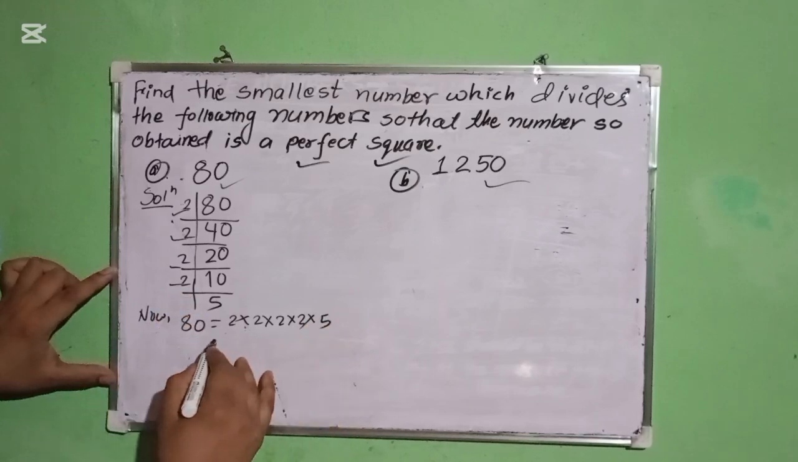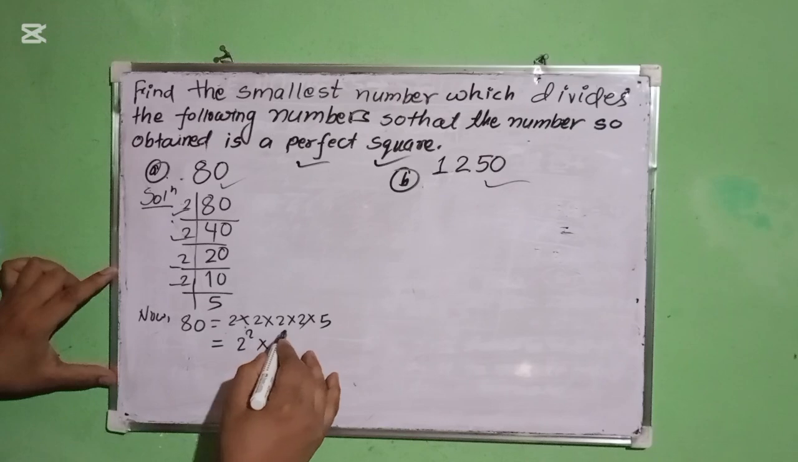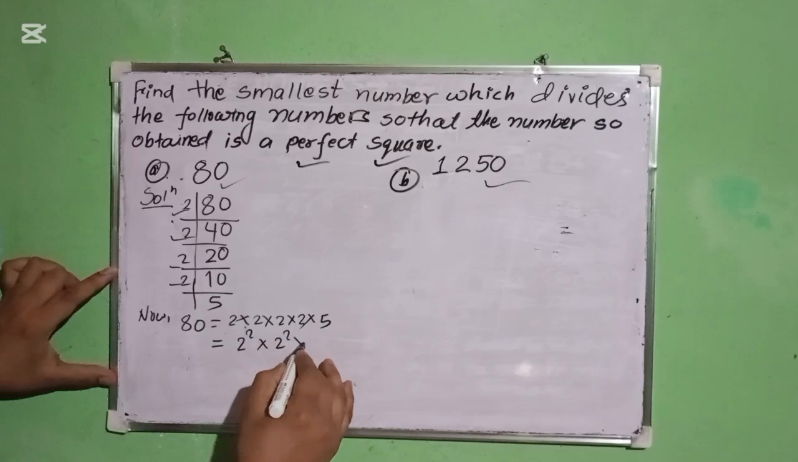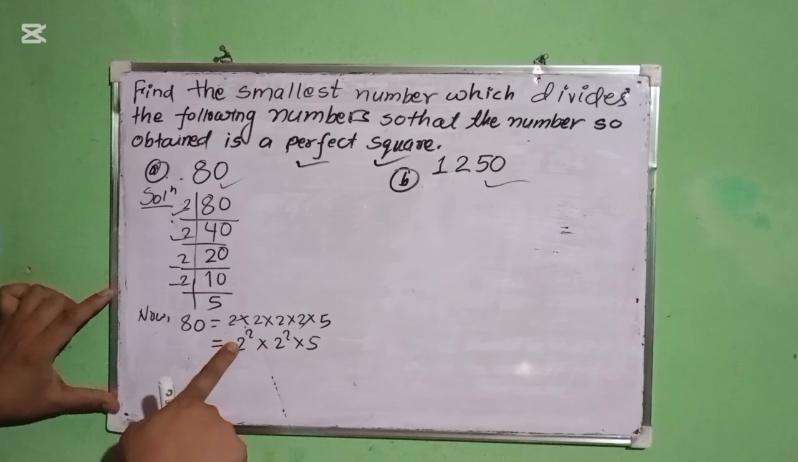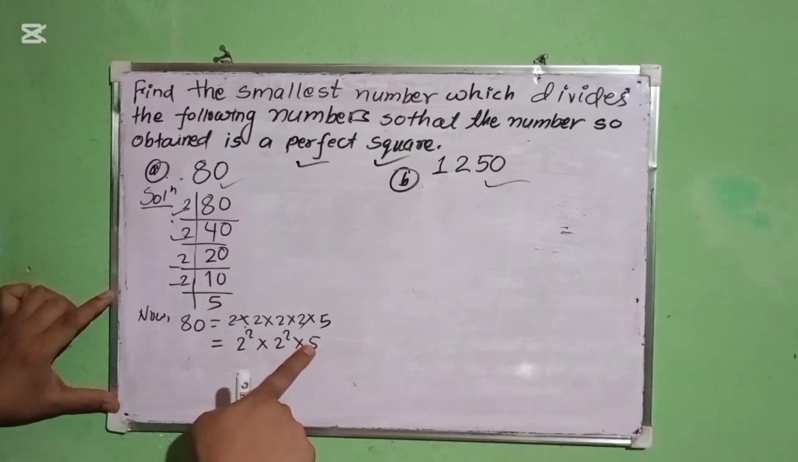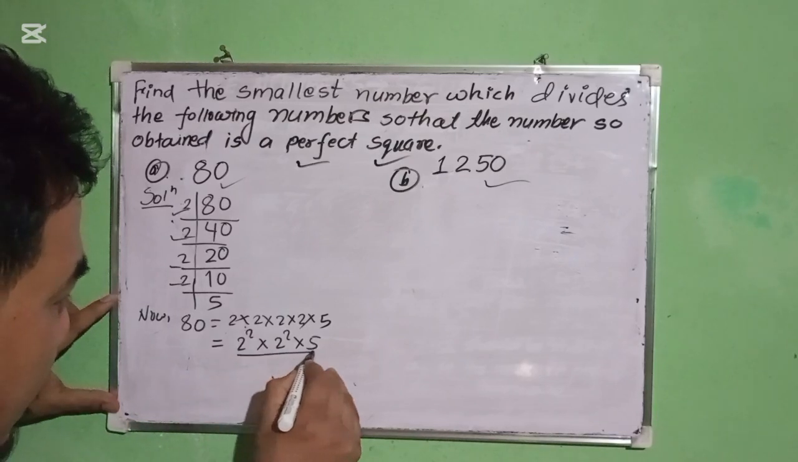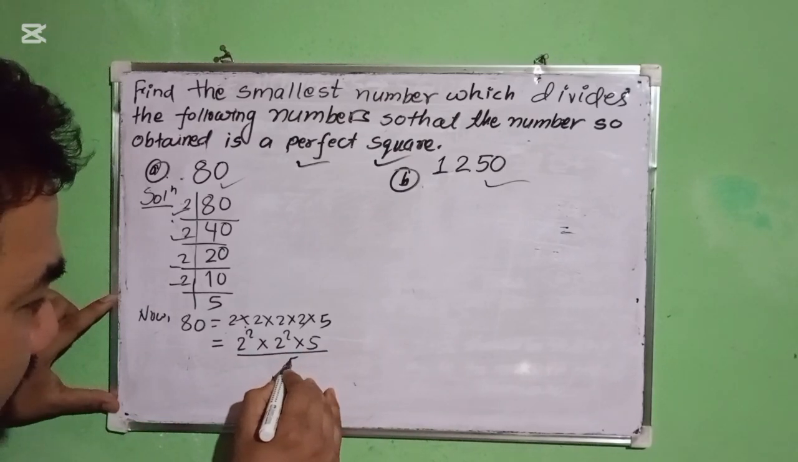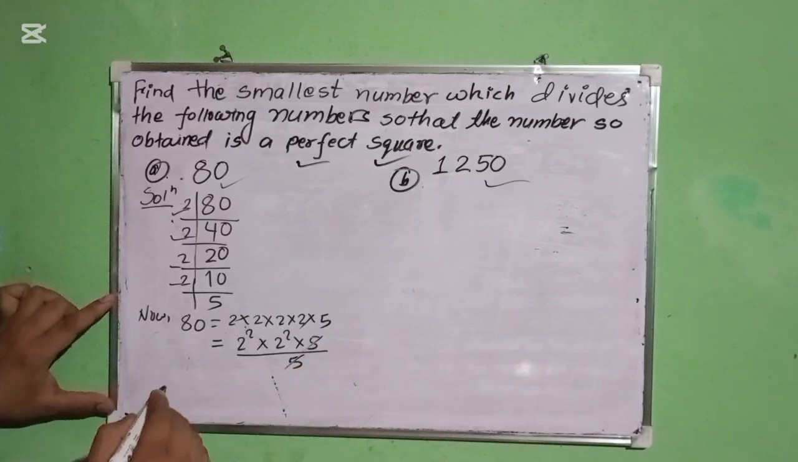Okay, now express them in square. This is 2 square, this is also 2 square, and this is 5. Look at children, this is already a perfect square, this is already a perfect square, but this 5 has no square. That's why when we divide it by 5, then 5 and 5 will be cancelled. Okay, and the remaining is here.